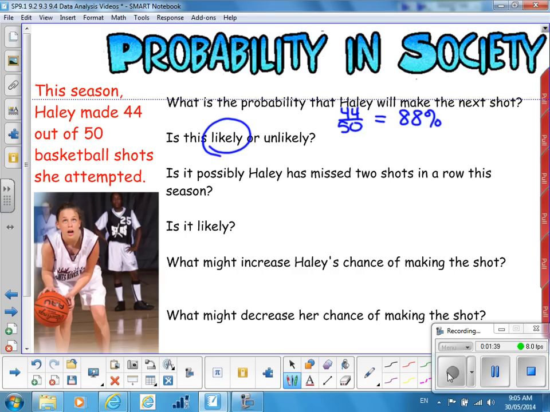What might decrease her chance of making the shot? Well, maybe she's not feeling very well that day. Maybe she's injured. Maybe they're playing a really good team and they have a really good defense, and so she's unable to get a good shot off. So there's lots of different reasons for what might increase or decrease her chances of making the shot.